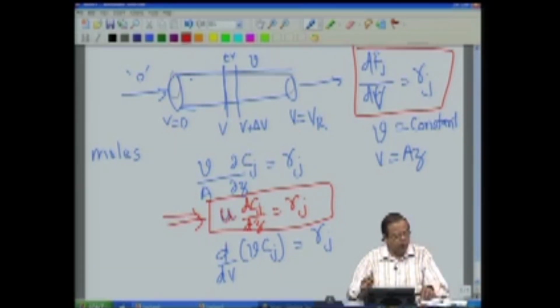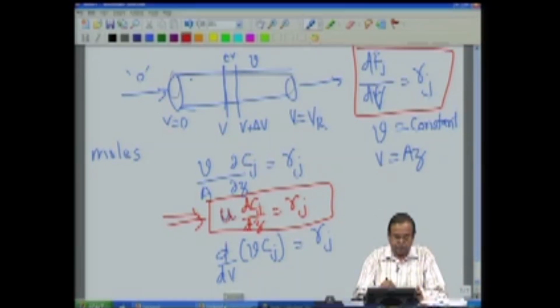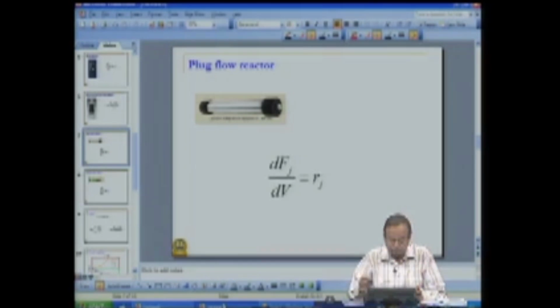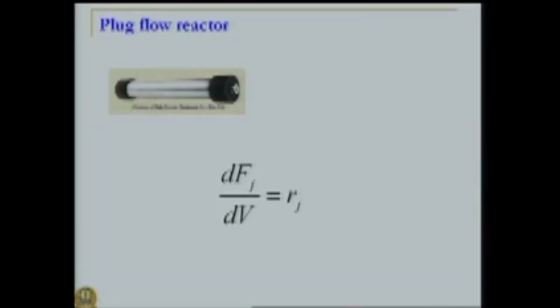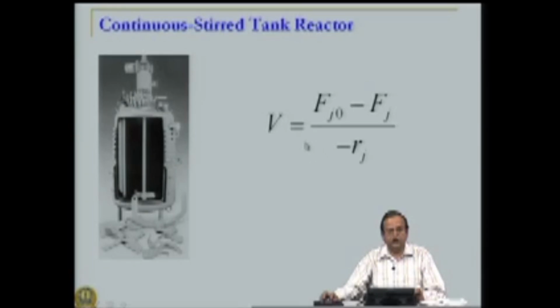So, now let us go back to our mass balance equation for the stirred tank reactor. Earlier we had seen that this is our mass balance equation for a well mixed continuous stirred tank reactor.